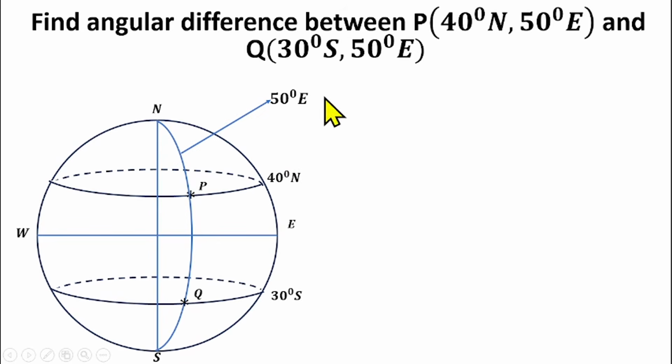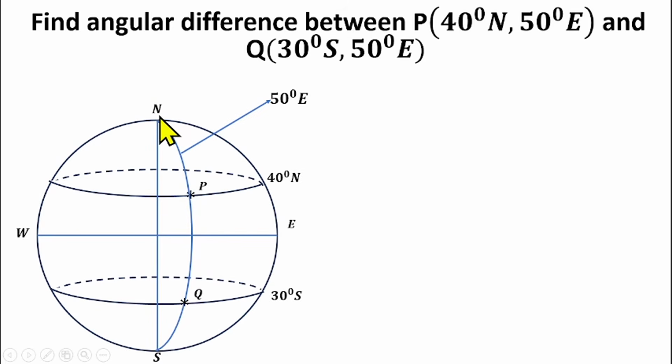You can see that point P and point Q are both on this line of longitude, 50 degrees east. That's what they have in common. They're on the same line of longitude, 50 degrees east. So I want to ask you, are they on a great circle or a small circle? This line that they are both on, which is 50 degrees, is it a great circle or a small circle?